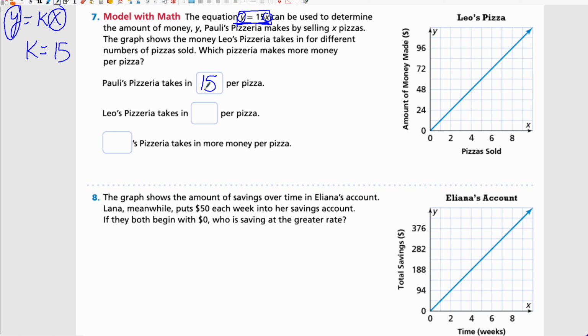Okay, now for Leo's Pizza, how many ordered pairs do I need? One. Any ordered pair that's on the line. And so I can choose this one right here. Super simple to see. So my ordered pair is 2, 24. Where does money go? On top. So K equals 24 over 2, which is 12. Okay, so my K value is 12. So Leo's Pizzeria takes in $12 per pizza. So who makes more money per pizza? Polly's. I'm embarrassed to even ask that question. Obviously Polly's Pizza takes in more money per pizza.